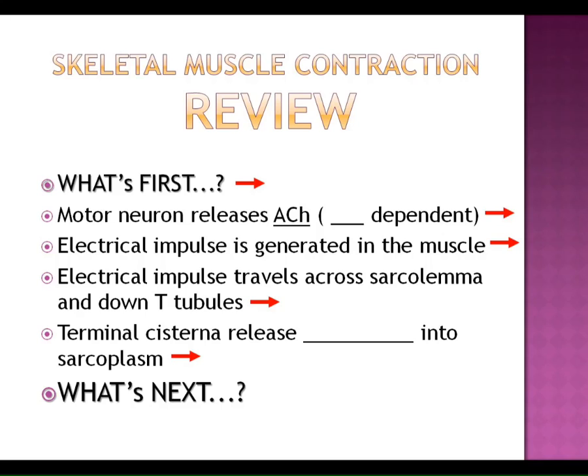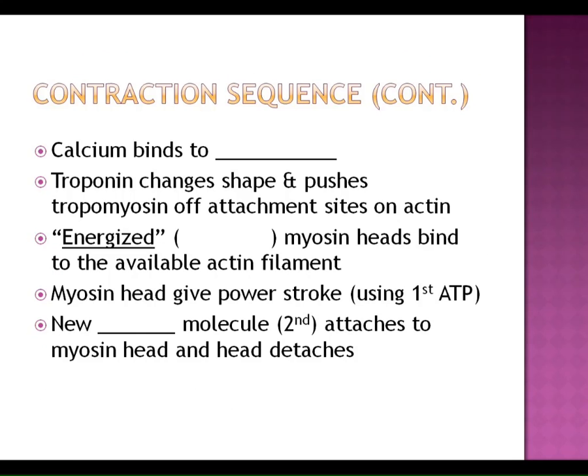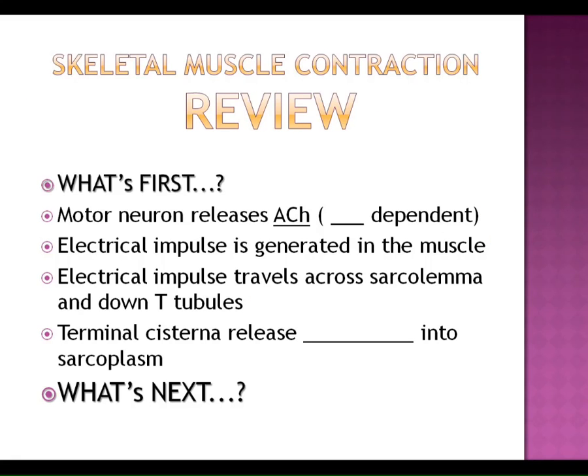An energized myosin head. What do we use to energize the head? ATP. Now the myosin head gives the power stroke using that same ATP. And then a new ATP molecule will help it detach. So here's your two uses of ATP. And on the previous slide is your two uses of calcium. You should know that. That sounds like a great test question.